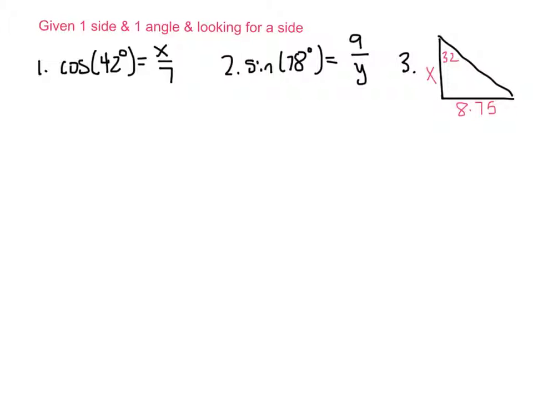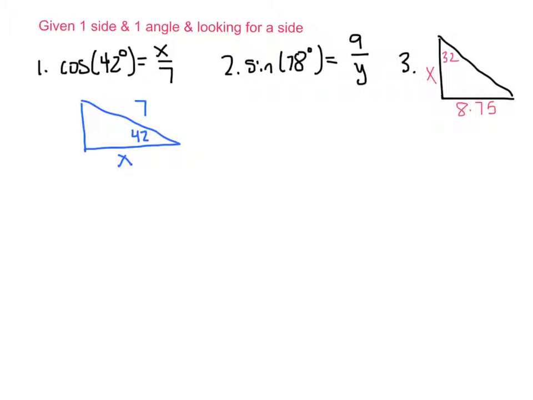Okay, so our other cases, if you're given one side and one angle and you're looking for a side, let's look at cosine of 42 equals x over 7. So I don't know that side x. I'm going to draw a picture of it because I just want to see a picture. That helps. So if this is 42 degrees, cosine is adjacent over hypotenuse. So my adjacent is x, and the hypotenuse is 7.